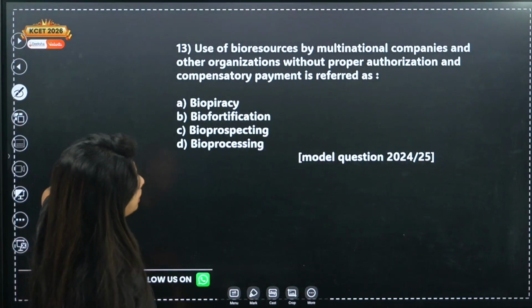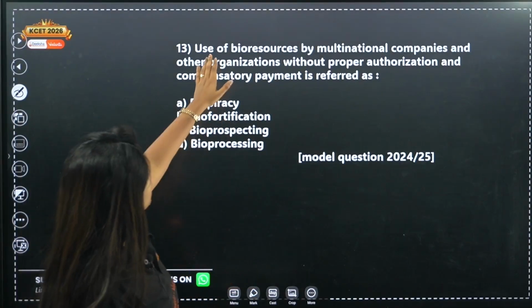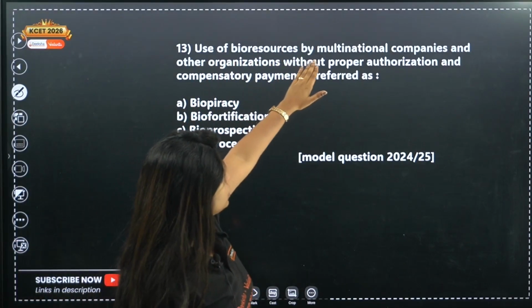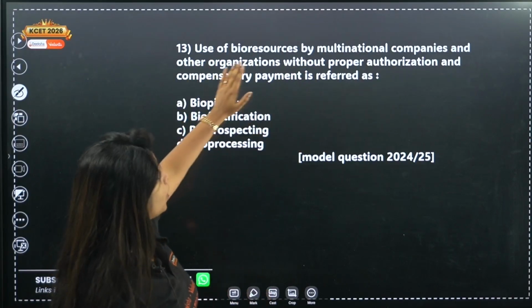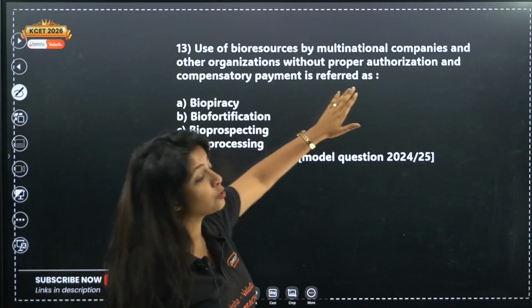Now question number 13, this is again a question from the previous model question paper. Use of bioresources by multinational companies and other organizations without proper authorization and compensatory payment is referred to as.